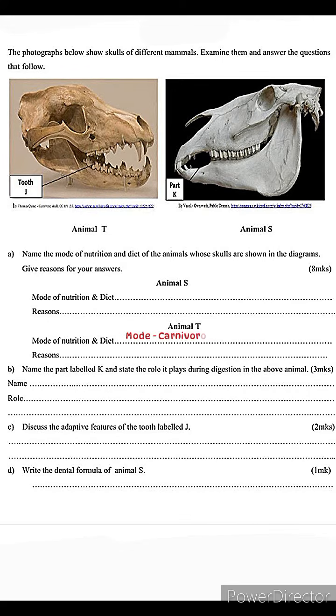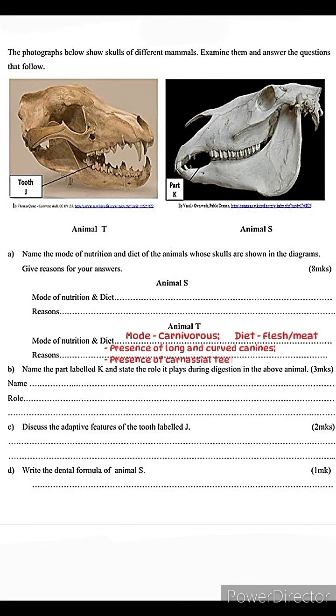Just a reminder, when you are told to identify the mode of nutrition, it's never carnivore. A carnivore is an animal who exclusively feeds on meat or flesh. But carnivorous is the mode of nutrition for this animal. The diet, of course, it's flesh or meat. Now, reasons for our answer. Reason number one, presence of long, curved, and sharp canines. Reason number two, presence of carnassial teeth.